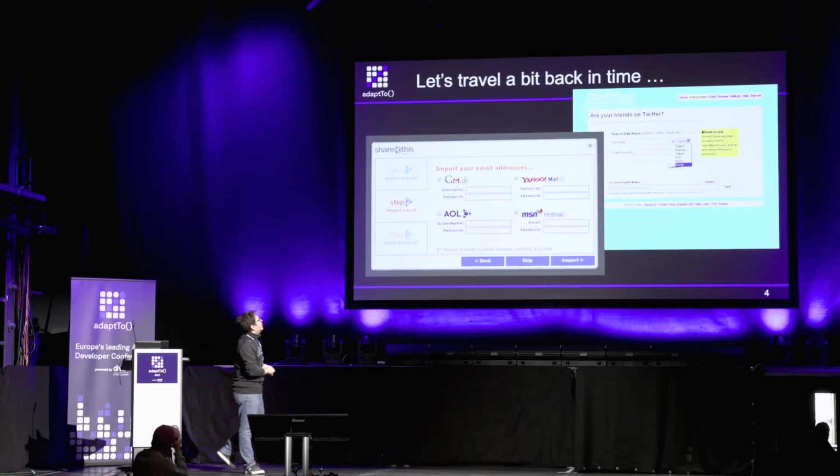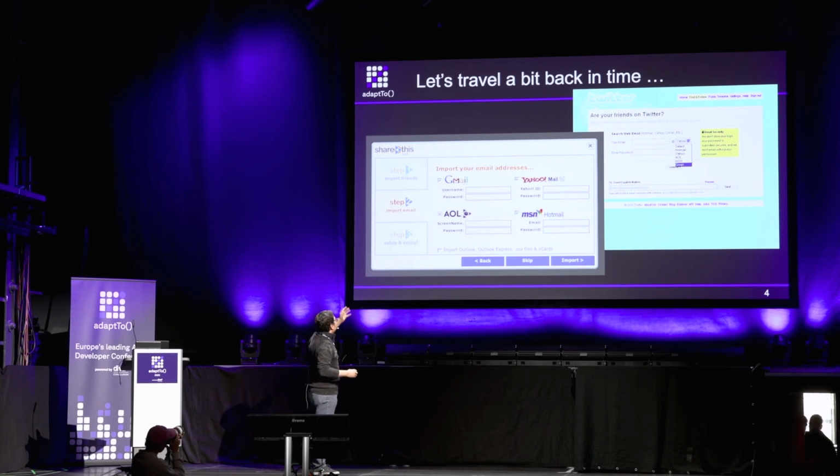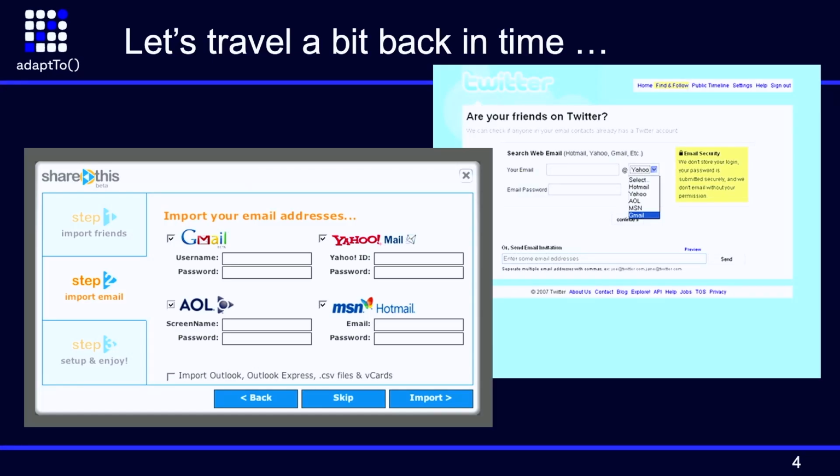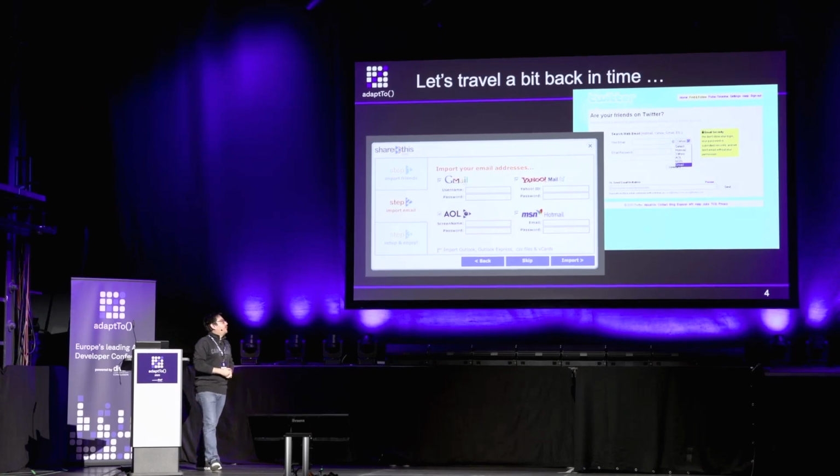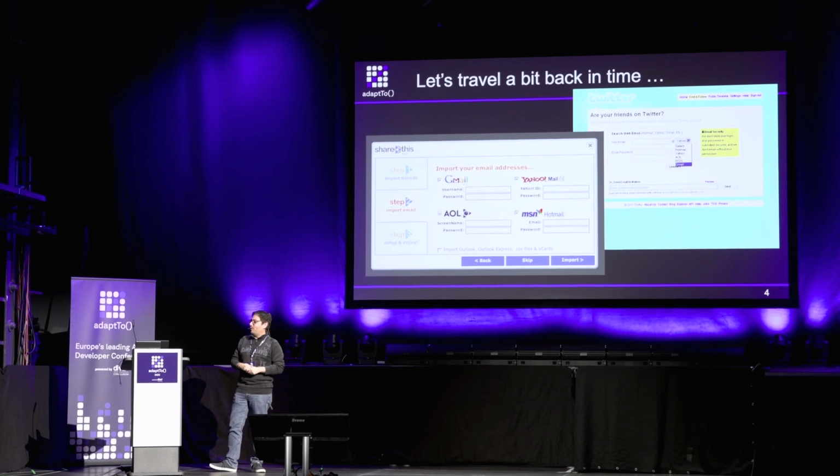So let's travel back in time. And if you remember, this was a quite common site in 2008, for example, right? You have a web application, and you need some user data. And that user data, to access it, the only thing that you can do is to request the user name and password, right? With this, then you can totally impersonate the user and access the user data. So yes, of course it worked, but it had problems, right?